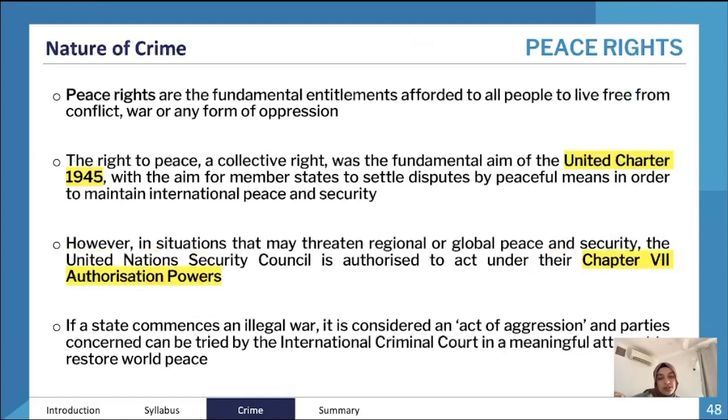Peace rights are fundamental entitlements afforded to all people to live free from conflict, war, or any form of oppression. The right to peace is a collective right under the UN Charter. So everybody has a right to live peacefully, right? To settle disputes peacefully, to maintain international peace, to maintain security. However, in situations that may threaten regional or global peace and security, the UNSC, United Nations Security Council, is authorized to act within their powers.